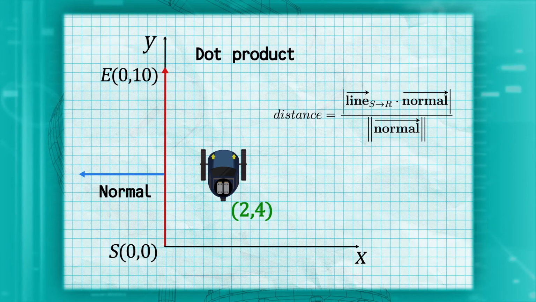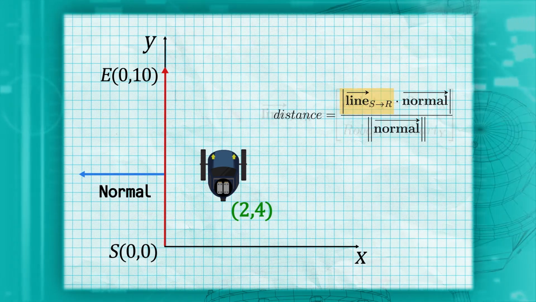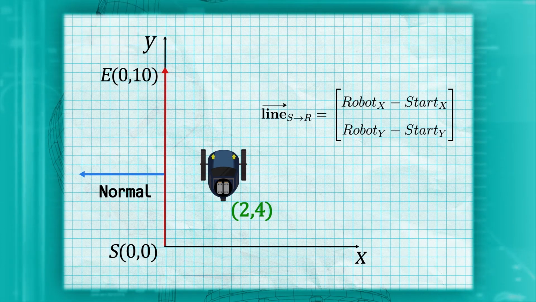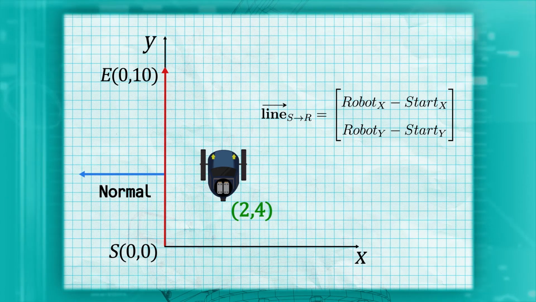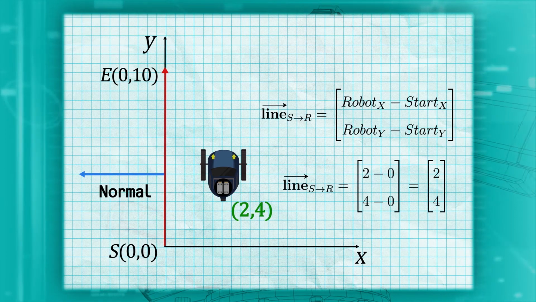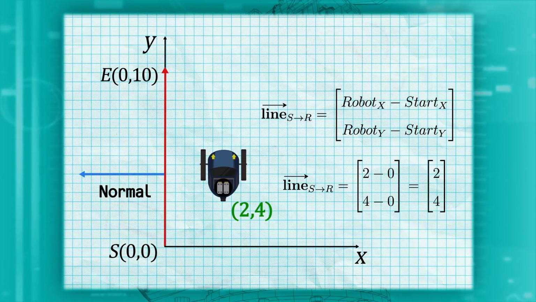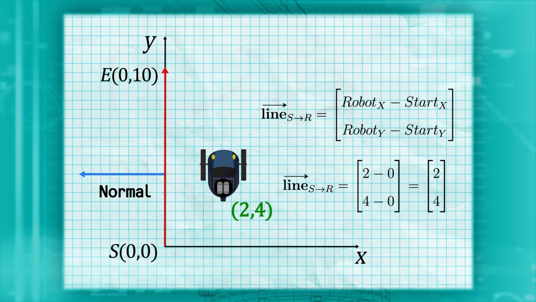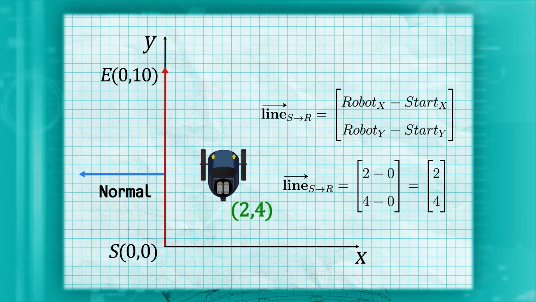The first thing we need to do is find a line between the start point and our current position. We can make this line using the same vector notation we used for our trajectory line. We take the difference in our x-coordinates for our first element, and the difference in the y coordinates for our second element. Using our example of moving in the positive y direction and substituting in our 2 points, we get 2 minus 0 for the top and 4 minus 0 for the bottom, giving us 2 over 4 for our line from the start to the robot.